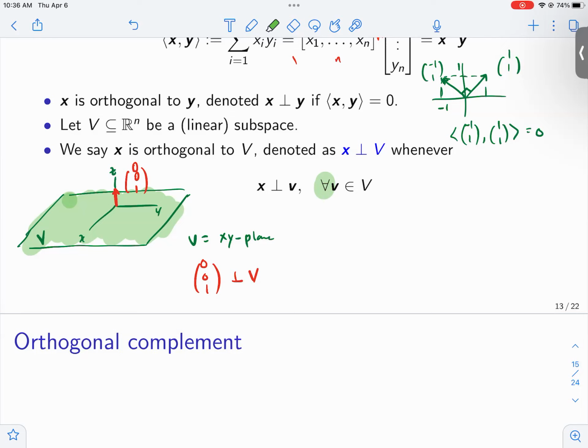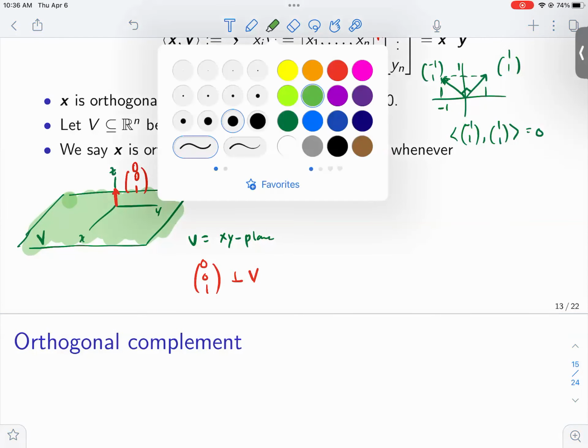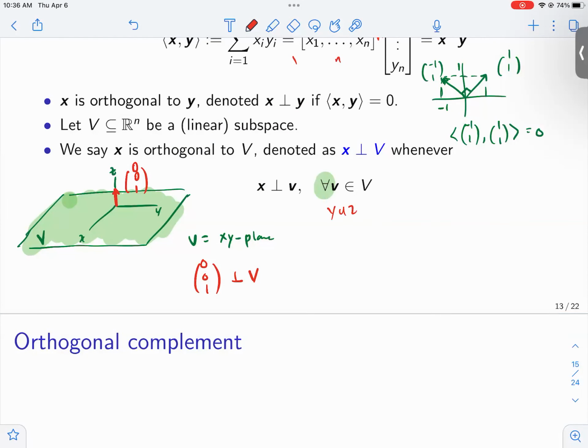Okay, great. What was your name? Yuzh. Hi. For all v in V, okay. I wrote it so that I remember. For all v in V.